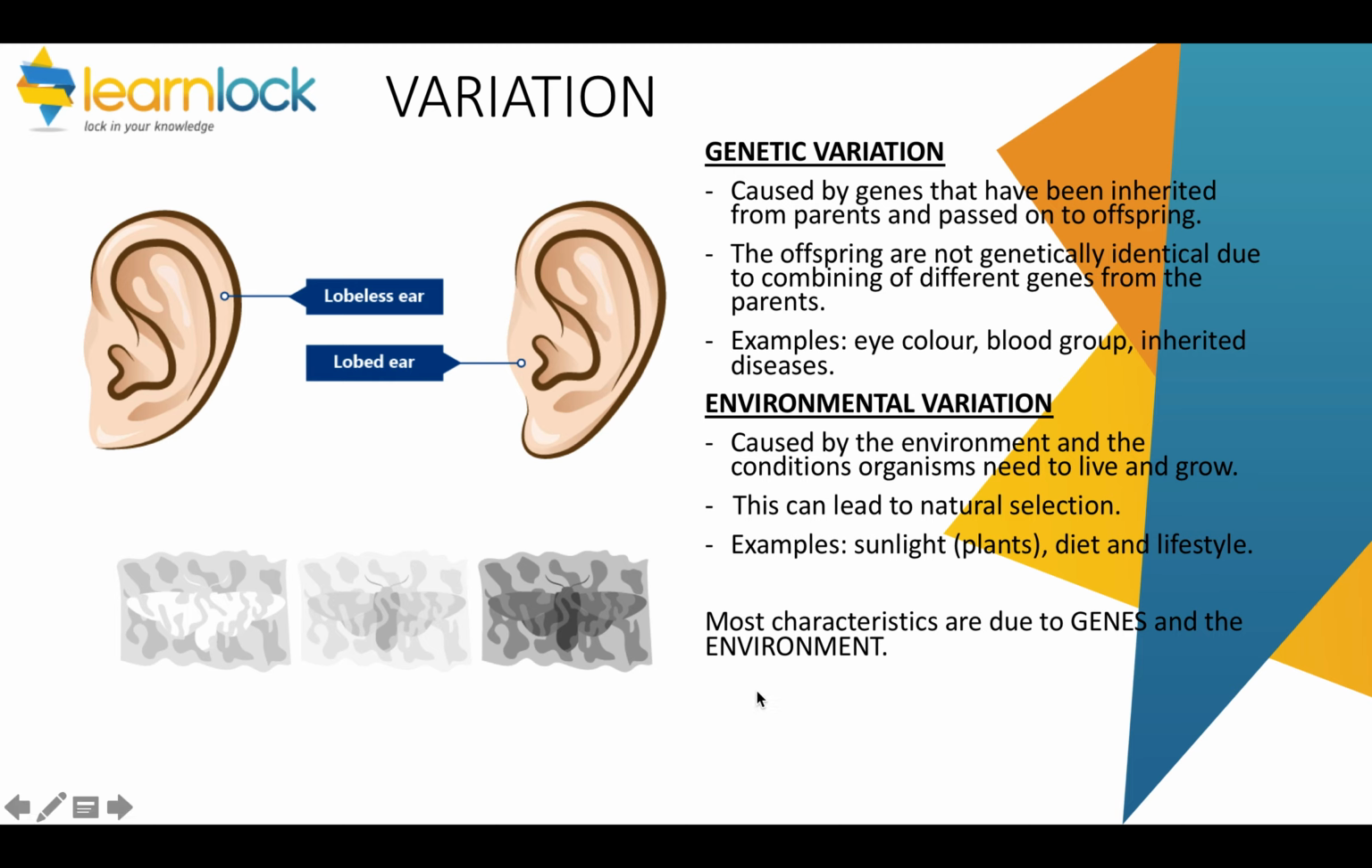Another example of variation is environmental variation. Now, this is caused by the environment and the conditions that an organism needs to live and grow. So for a plant, that could be water or sunlight. For humans, that could be the food that they eat. There's a lot of variation within humans because of the environment. But most characteristics are actually due to a combination. So for example, someone's weight is down to genetics and the environment.